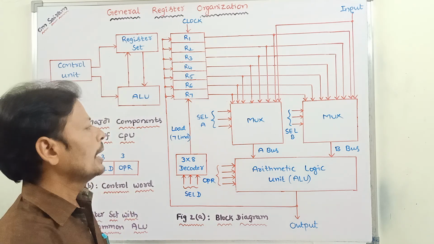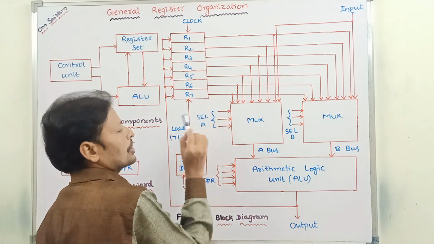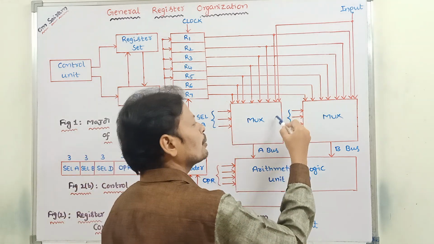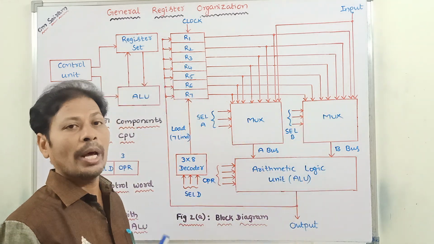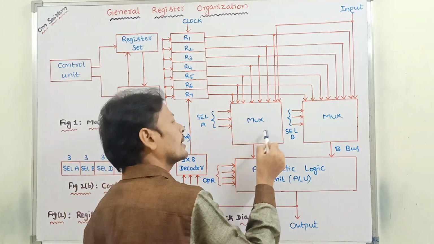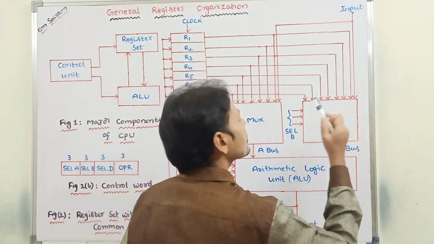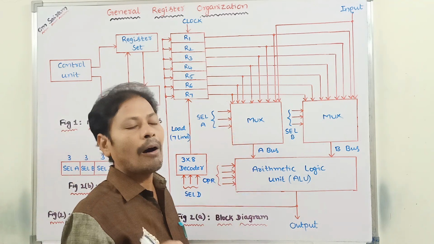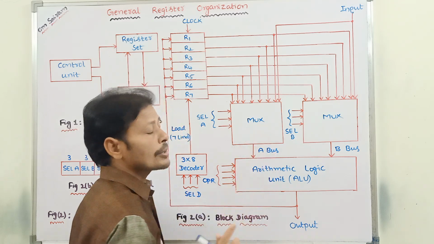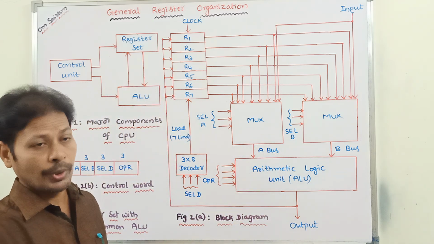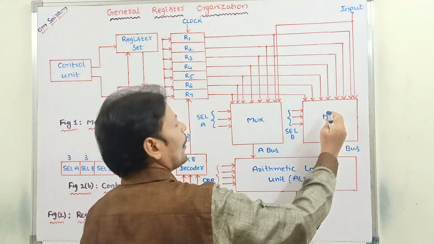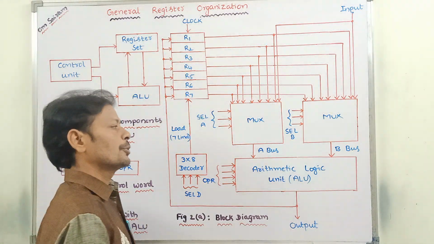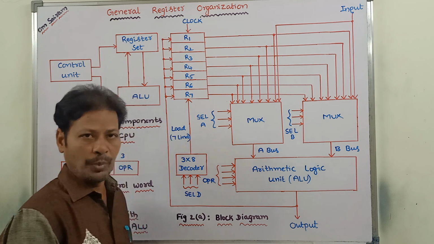and logic unit. In the same way, the selection inputs of multiplexer A contain 1, 1, 1. The selection inputs of multiplexer B contain 1, 1, 1. Here the R7 register is selected. Here the R7 register is selected. Whatever the content in the R7 register, that can be passed to the arithmetic and logic unit. Here also the content of the R7 register is transferred to the arithmetic and logic unit through bus A and bus B.